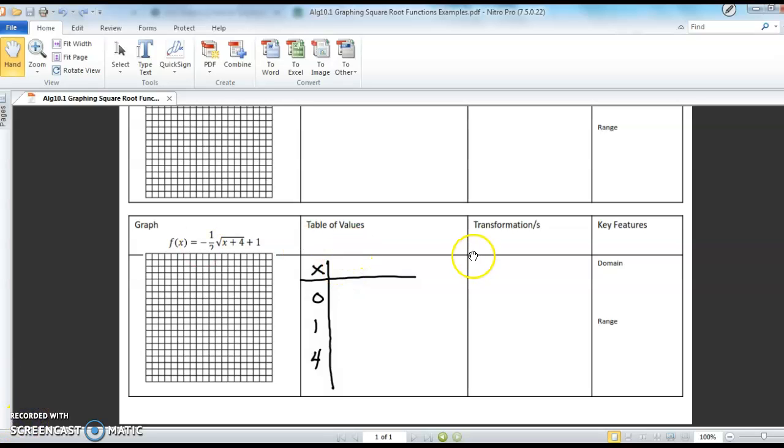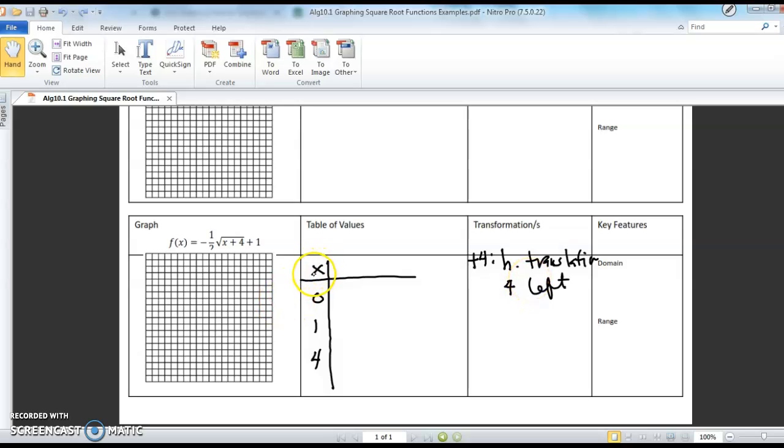So for the transformations, since I'm going to follow the order of operations, I'm going to start inside the radical sign, which is plus 4. Remember, if it's inside, it's a horizontal translation, and we go in the opposite direction, right? It's going to be 4 to the left.